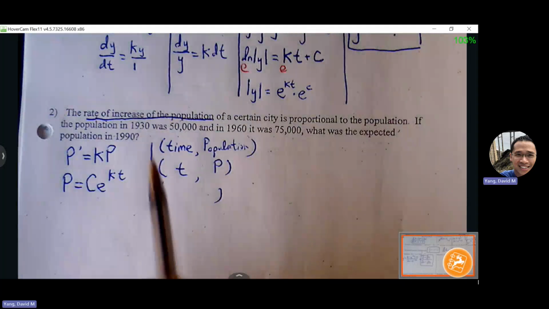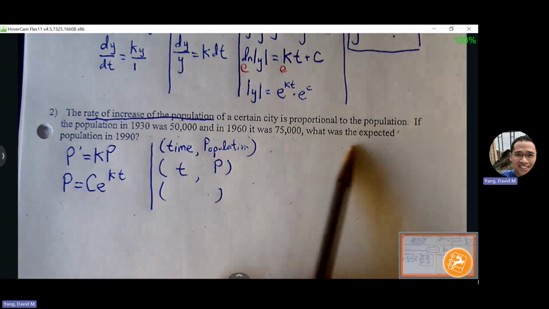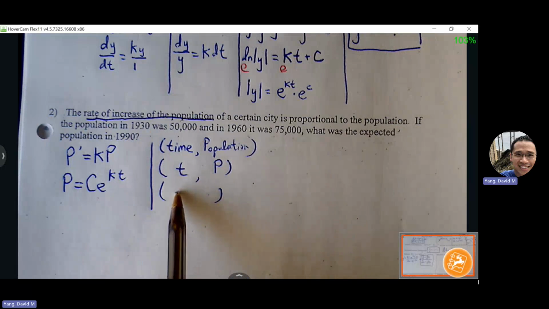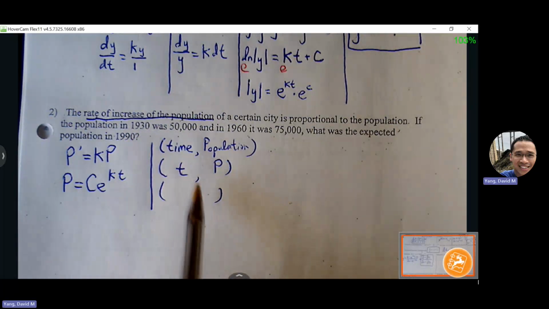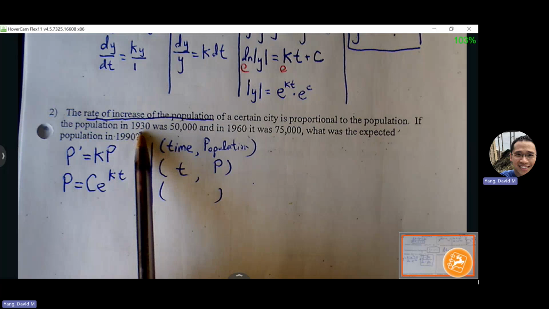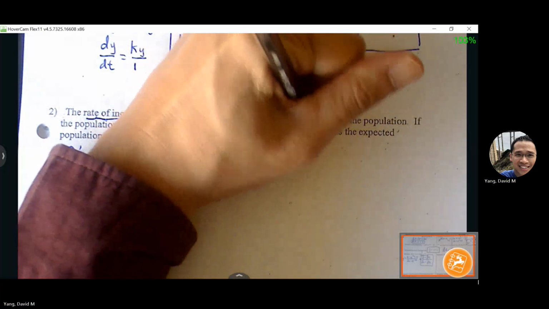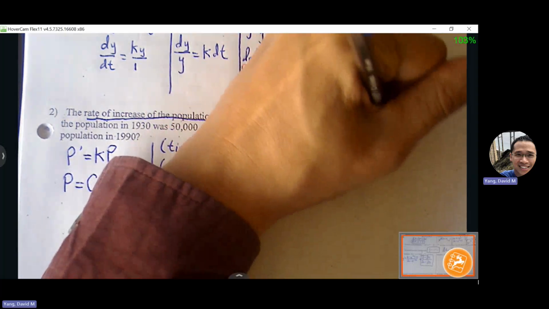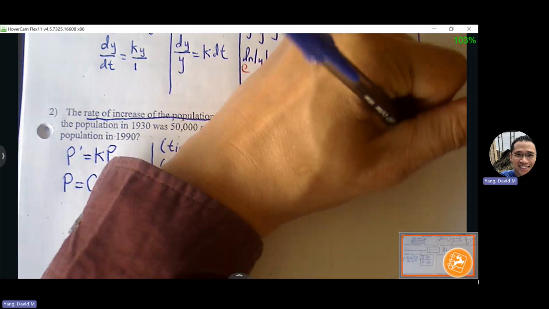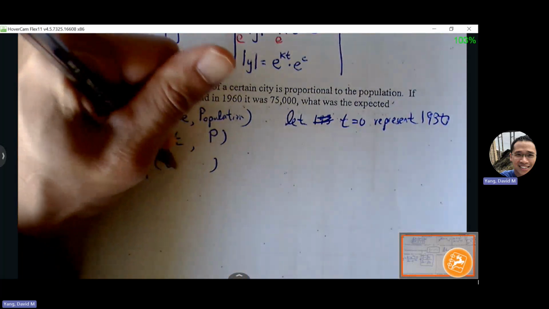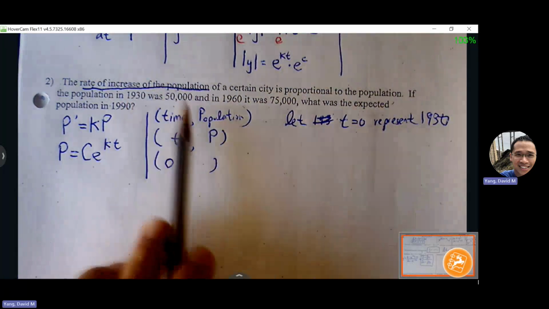Okay, let's create a bunch of ordered pairs here. We got population in 1930, it was 50,000. In 1960, it's 75,000. What's the expected population in 1990? To make it easier so that we don't have to worry about how to deal with these large year values, let's just find the earliest year value and let it be t equals what? 0. Yeah. So we're going to let t equals 0 represent 1930. It'll just be a lot easier with the substitutions. Okay, so that means at year 0, what's my population? 50,000.